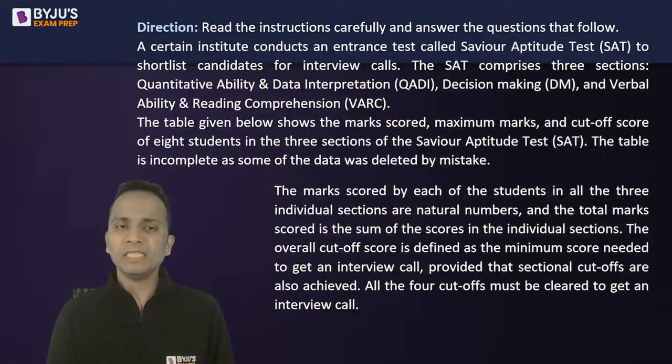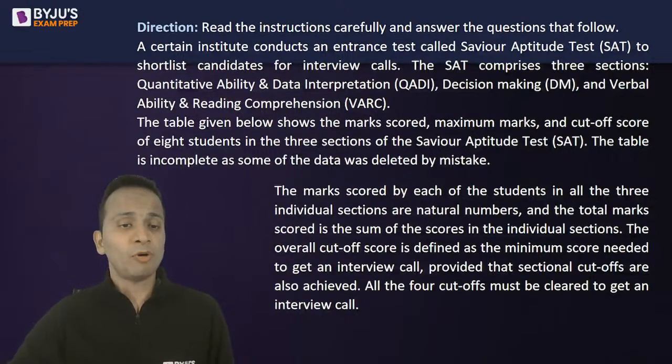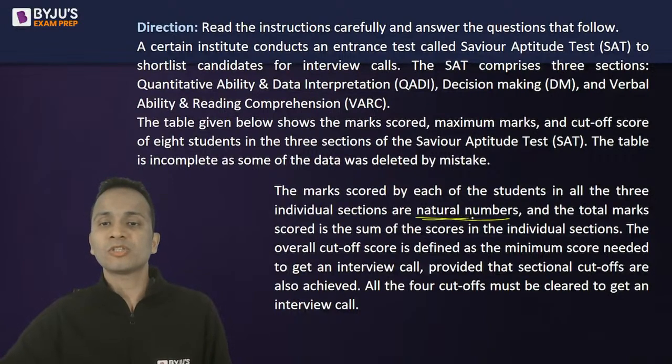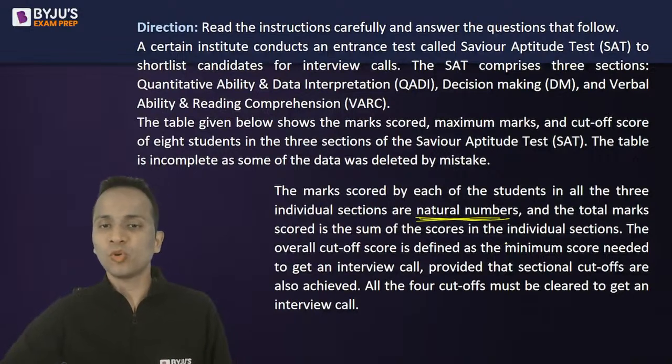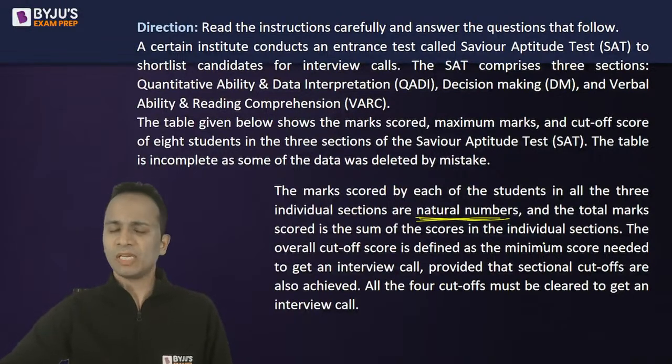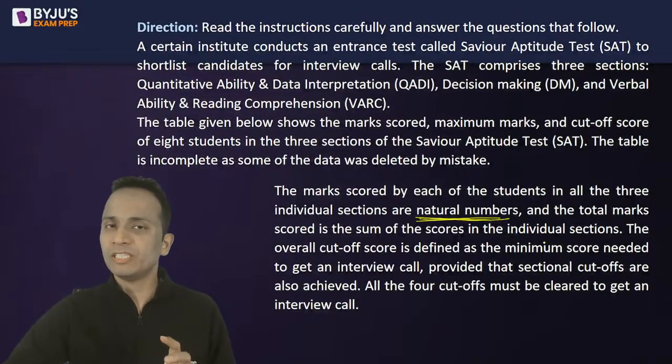The table is incomplete and some of the data was deleted by mistake. The marks scored by each of the students in all the three individual sections are natural numbers. This is an important piece of information, so I will highlight this. And the total marks scored is the sum of the scores in the individual sections. Simple. It will be a simple sum of the scores of the three sections that will give you the total marks.